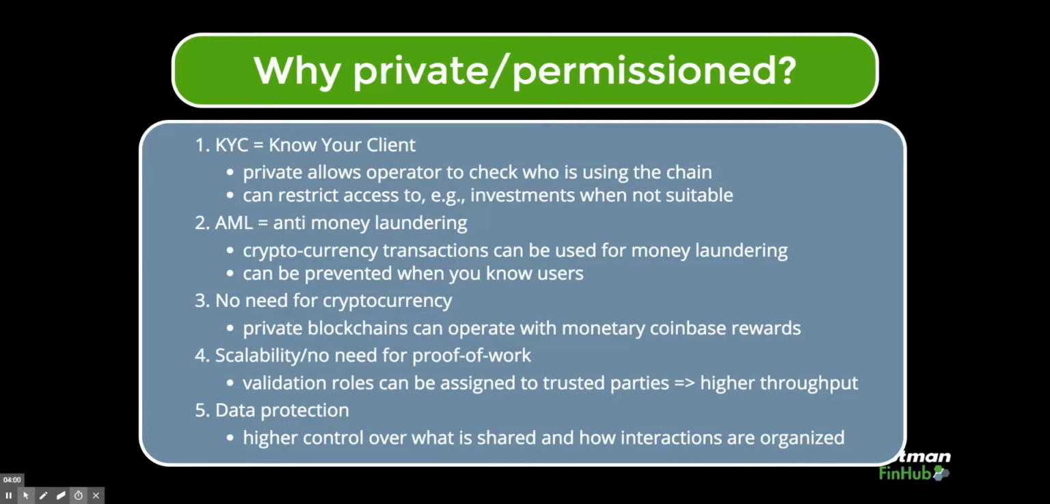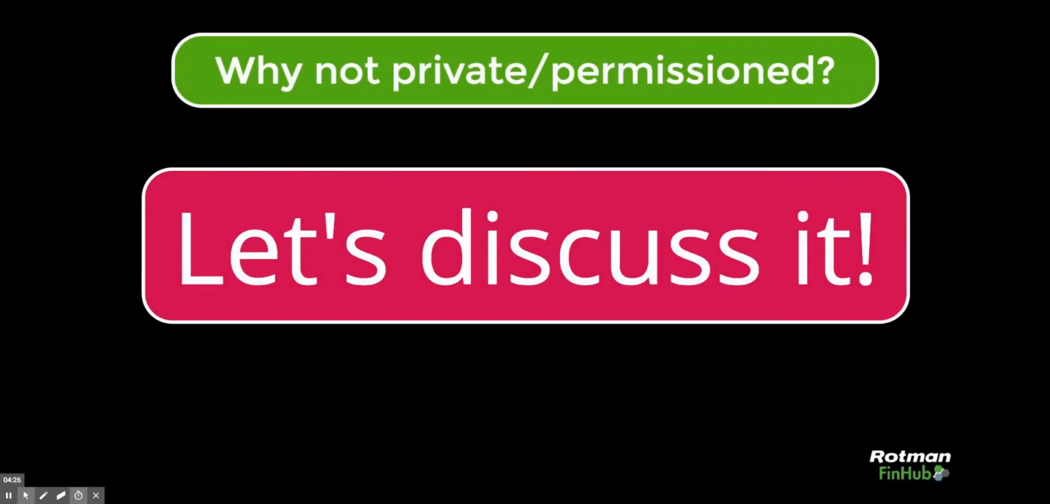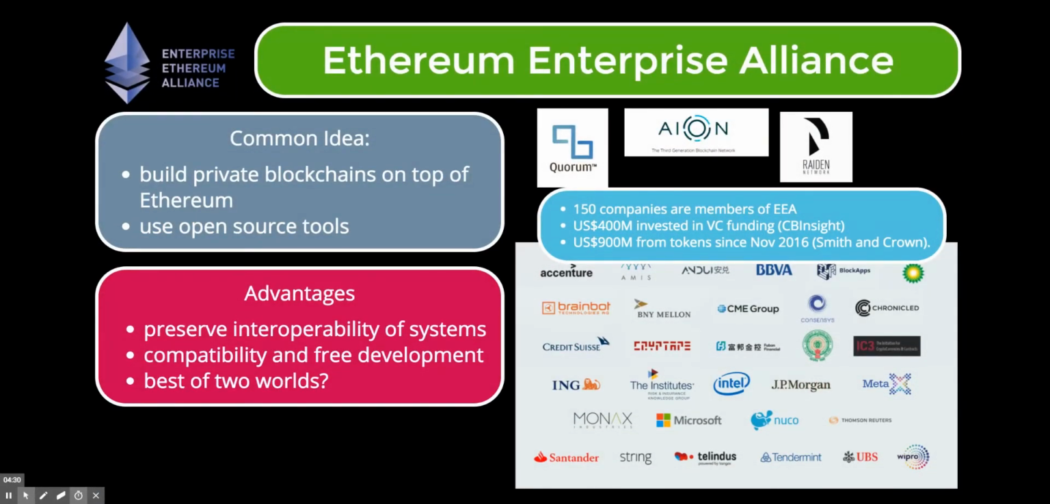Private blockchains also tend to be more easily scalable. There's usually no proof of work involved, and that makes it relatively straightforward to increase the throughput as much as you want. And the argument that's often put forward is that there's higher data protection, so it's higher control over what information is shared, who in an organization gets to see data, and how the interactions are organized. But let's discuss it a little bit in the classroom, which obviously I'm not going to do on this YouTube video. So let's first talk about the Ethereum Enterprise Alliance.